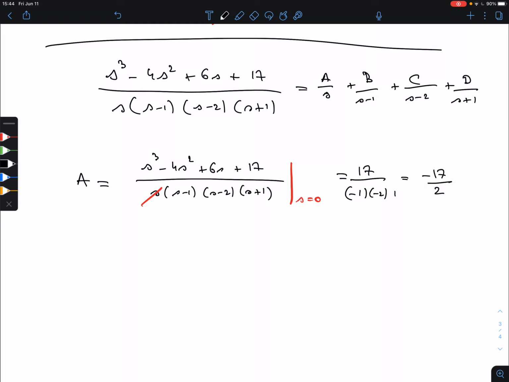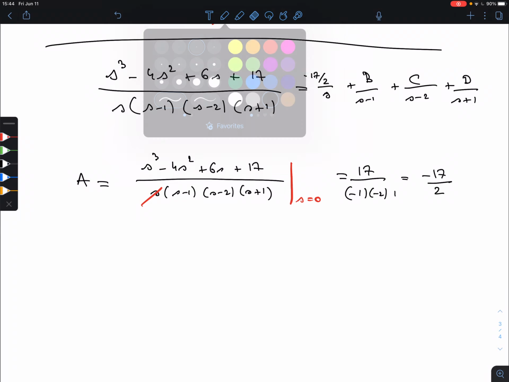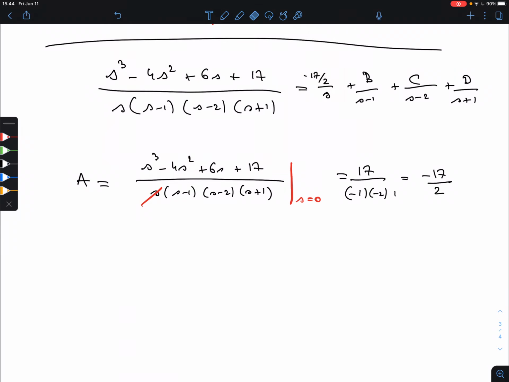That is A. As I said, I'm going to do this by erasing, and I'm going to have each of my calculations ready. This is minus 17 over 2. Now B. This is where I make my life easy by erasing everything, and I say, okay, now I'll go for B.